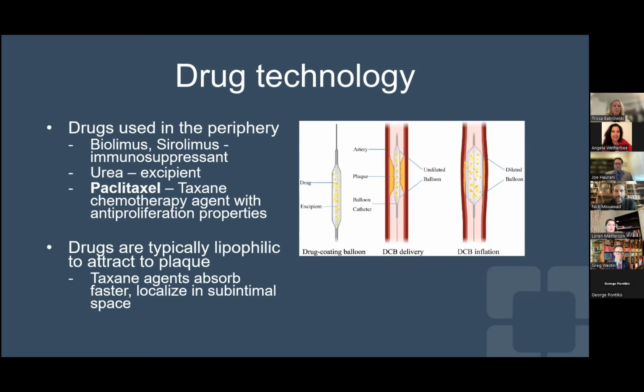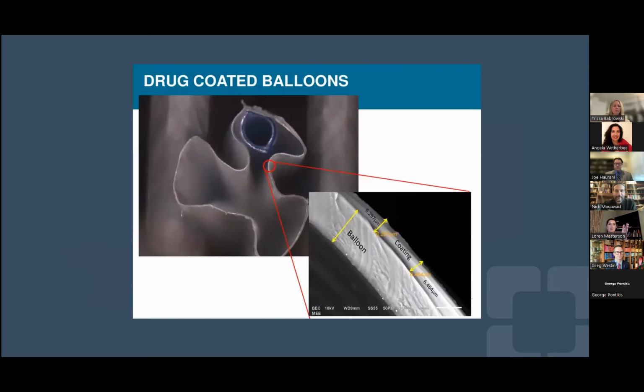An important thing to note too is that most of the drugs that are used are lipophilic, and therefore they're going to be attracted to the plaque. Taxane agents absorb fast, and they tend to localize in the subintimal space, which is why they've been really useful for these balloon and stent technologies.